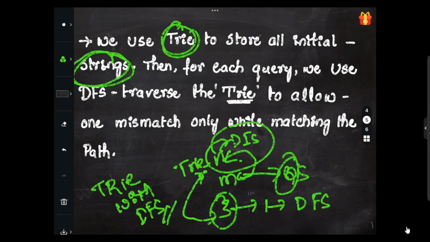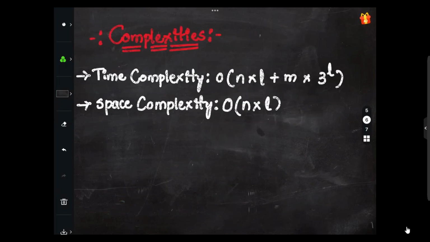I hope this part is completely clear as well. So now we are completely familiar with the approach. As we are completely familiar with the approach, let's move on with the complexities part. So what will be the time complexity here? The overall time complexity would be big O of n into L plus m into 3 to the power of L.